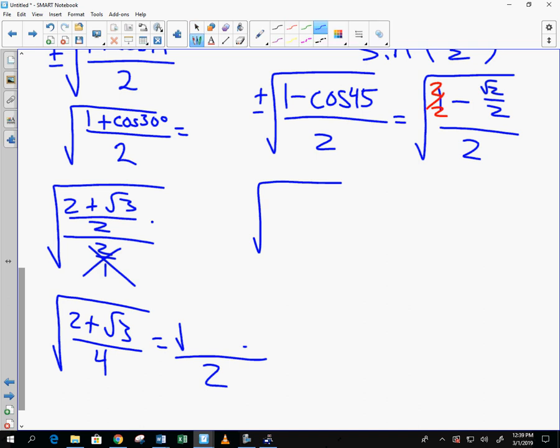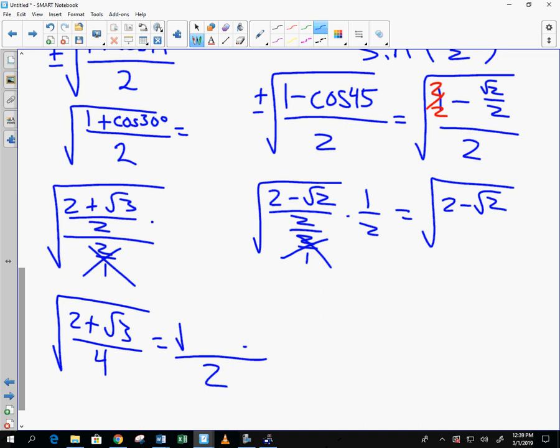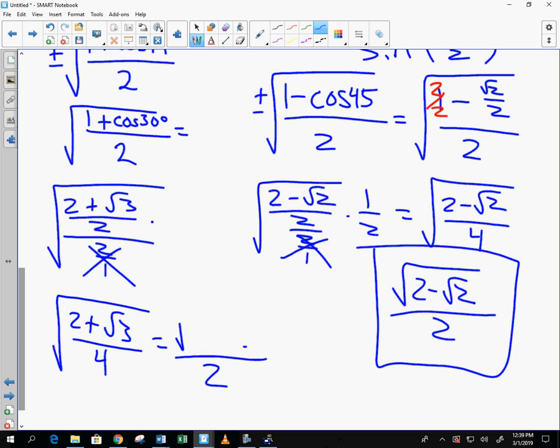Okay. So when I find common denominators, I get 2 minus the root of 2 over 2, all over 2 over 1. Now what? Multiply by the reciprocal, so multiply by 1 over 2. A lot of people think that the 2's are going to cancel. They don't. You get the square root of 2 minus the root of 2 all over 4. Square root of 4 is 2, so we get the root of 2 minus the root of 2 all over 2. Too many 2's.